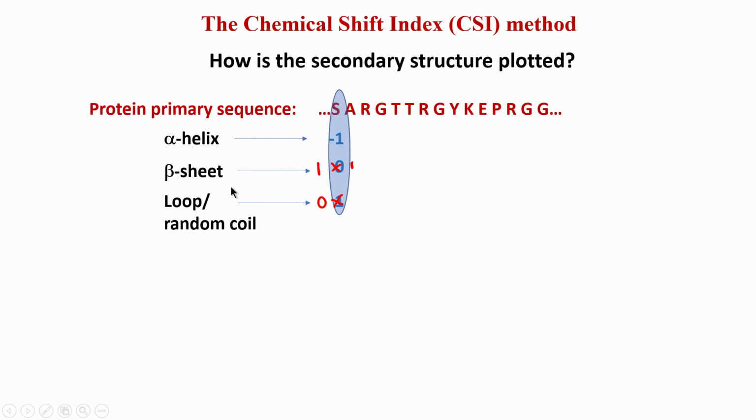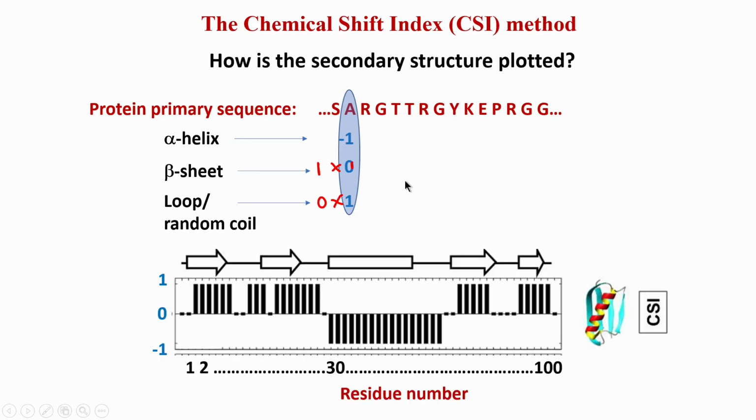Let me show you another example. Suppose I shift to the next amino acid, then here again I will assign for alanine whether it is alpha helix, beta sheet or not. Based on that I will assign one of these numbers to this amino acid. Like this for every amino acid I will assign these numbers and then we will plot it like this. This is the plot called the CSI plot. Let me write it here. This is called CSI plot.